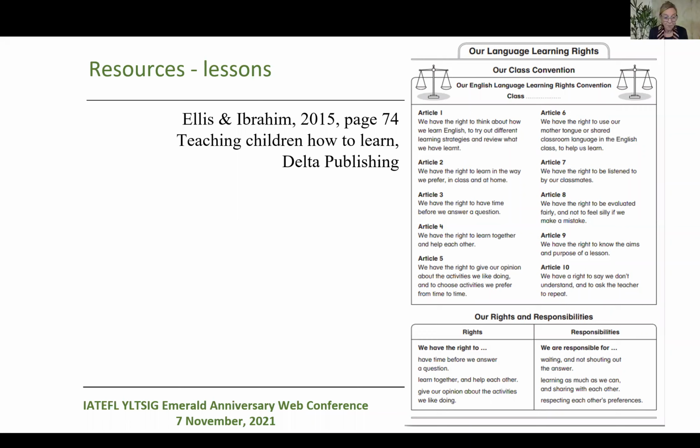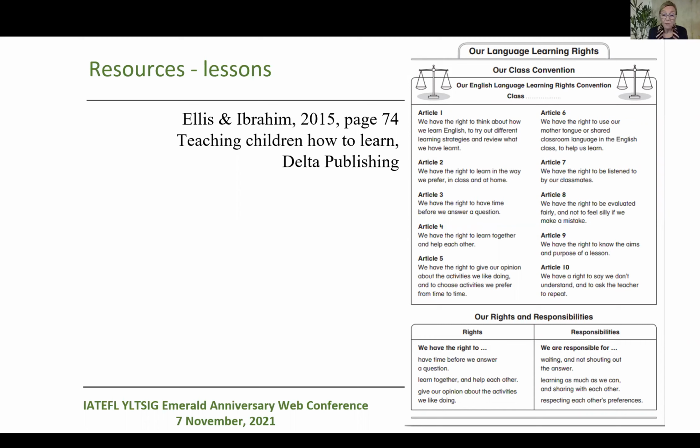Now, the general procedures in the lesson plan are for children to talk about their English language learning rights and responsibilities. Obviously, if you have rights, it goes with it that you have responsibilities. And to understand the purpose of a convention. And the main outcome then is to produce their own convention of language learning rights. They're given success criteria.